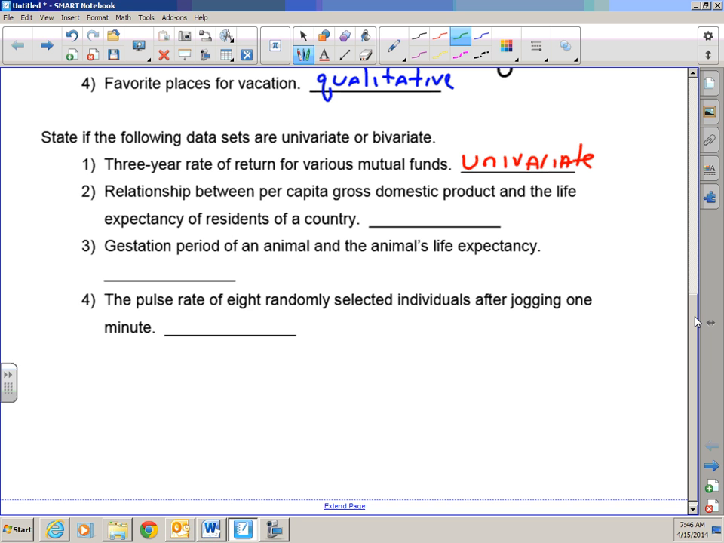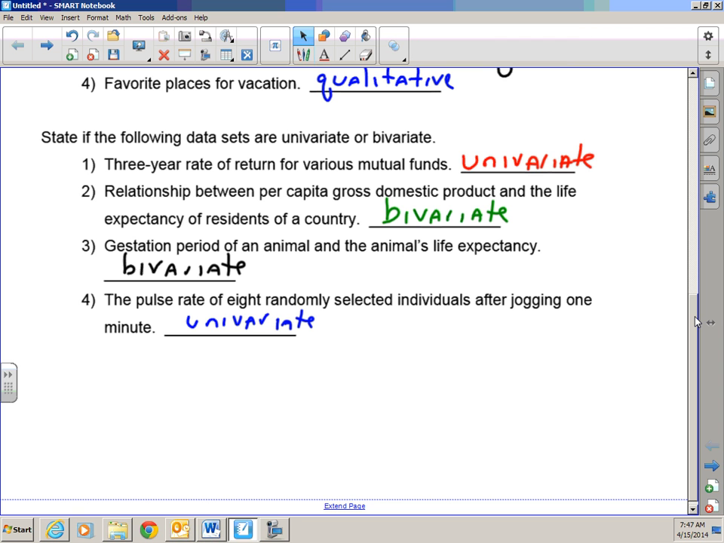Now we're comparing the per capita gross domestic product and the life expectancy. So that's two pieces of data. That's bivariate. Gestation period of an animal and its life expectancy. That's comparing two things. That's bivariate. And the pulse rate of people jogging, that's univariate.